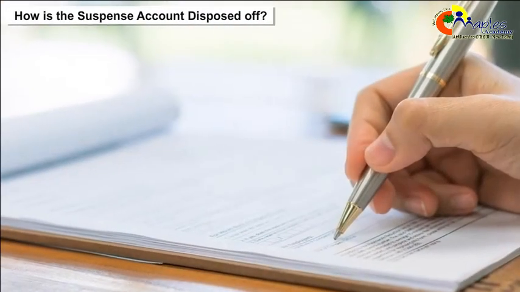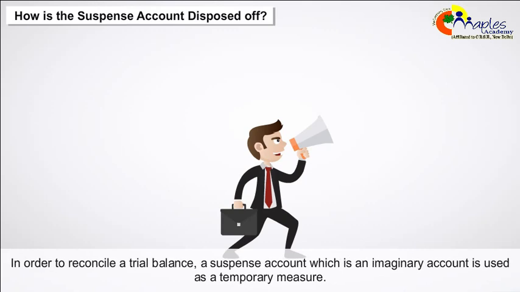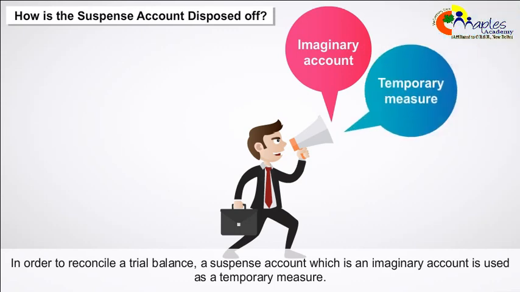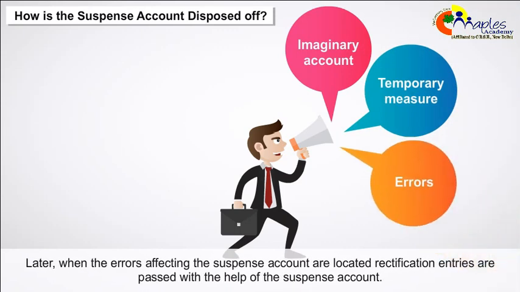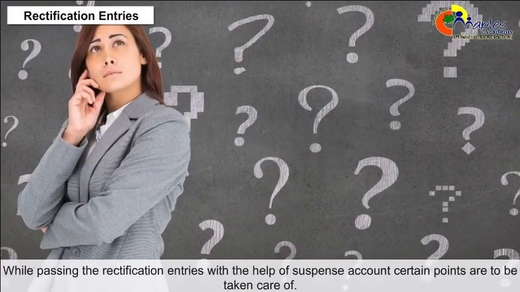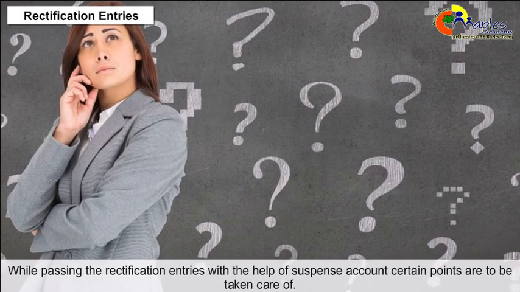How is the suspense account disposed of? In order to reconcile a trial balance, a suspense account, which is an imaginary account, is used as a temporary measure. Later, when the errors affecting the suspense account are located, rectification entries are passed with the help of the suspense account. Rectification entries. While passing the rectification entries with the help of suspense account, certain points are to be taken care of.